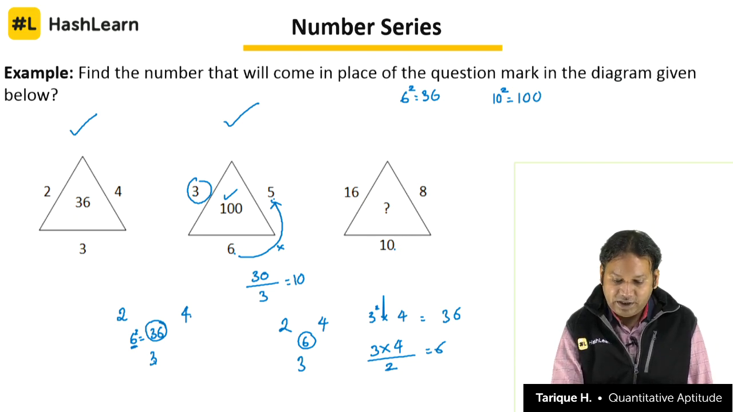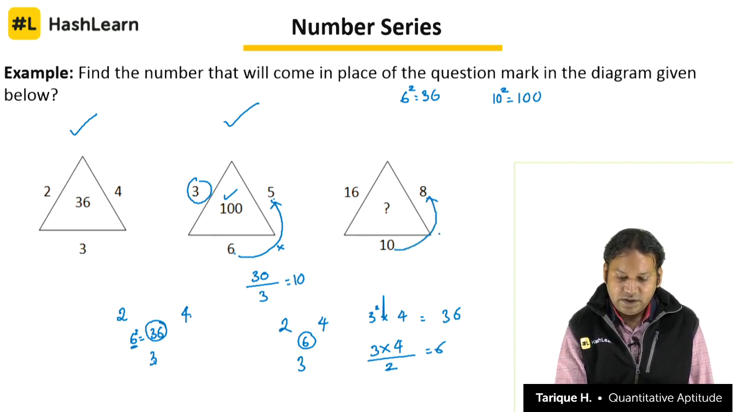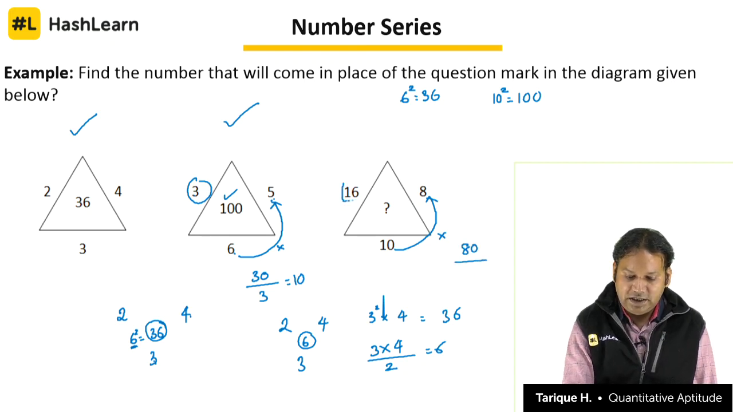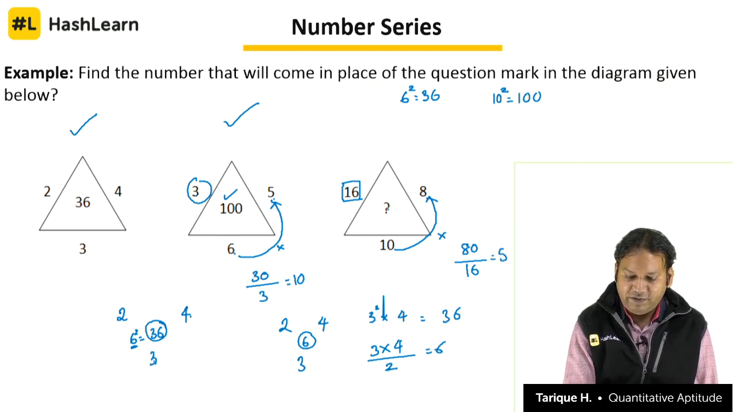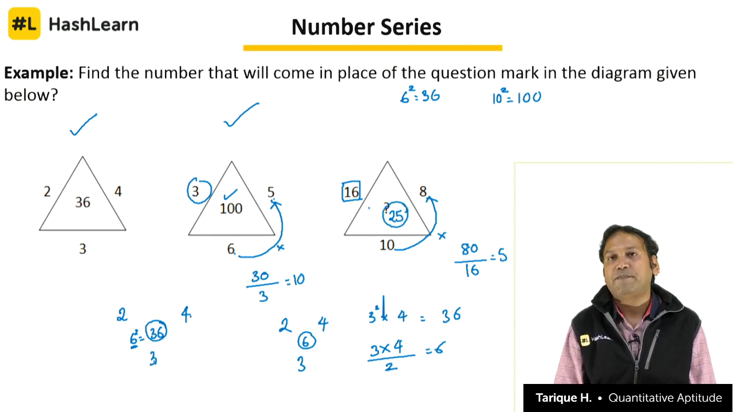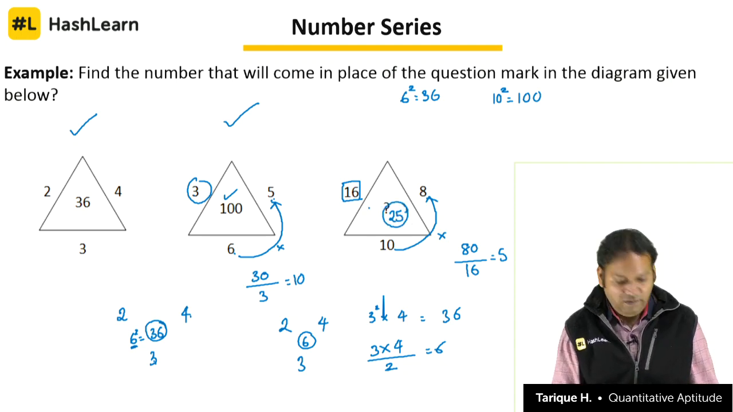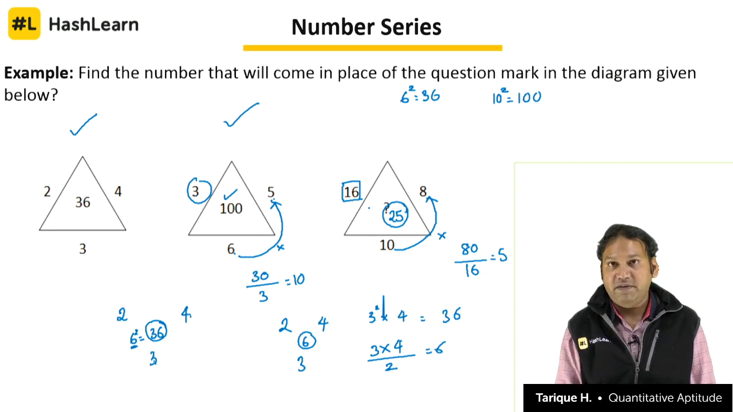So let's try out this one. 10 into 8 is 80, and 80 by 16 is equal to 5, and 5 square is 25. So what should come in the place of the question mark here? 25 should come. Again, this question is radically different from the previous question.